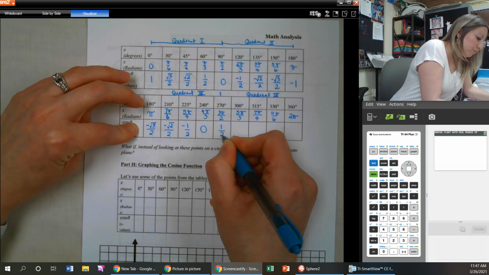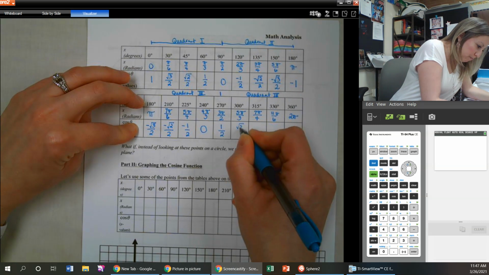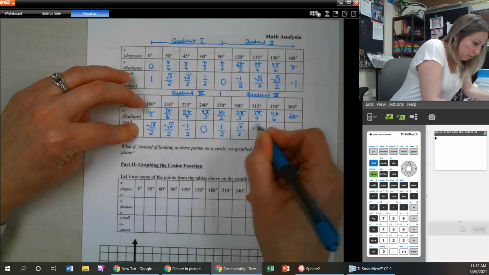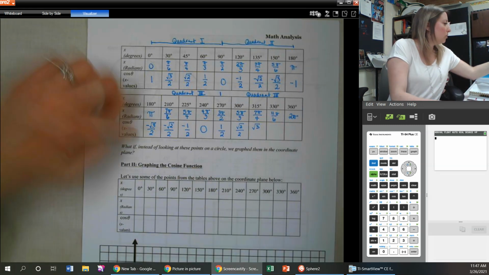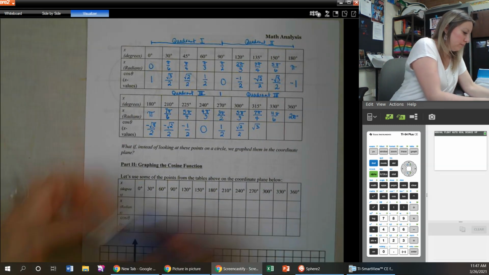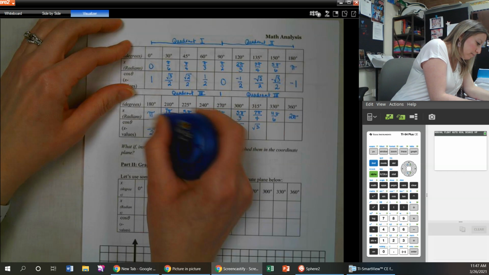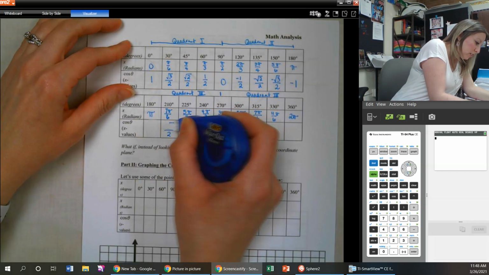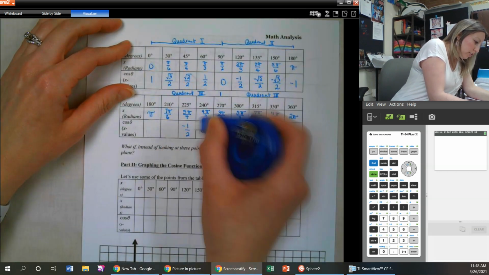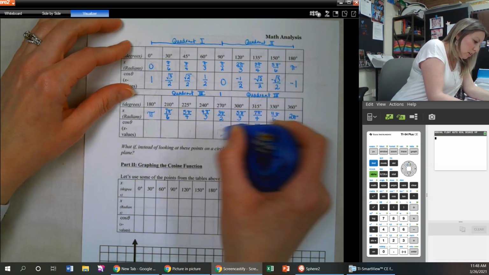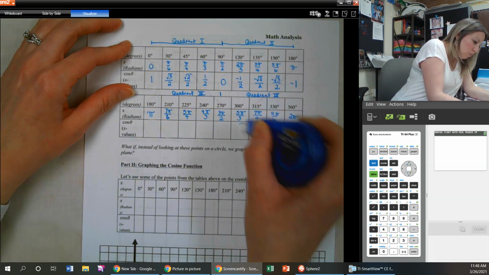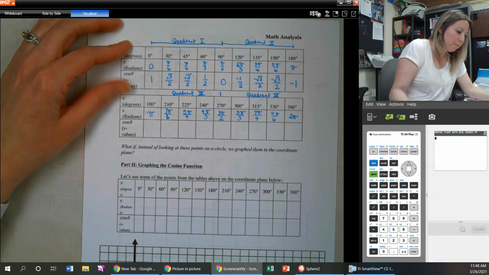1/2, yep. Radical 2 over 2. And radical 3. Oh, duh. Sorry, guys. I forgot that I started this side at 180. So I just have everyone off by 1. Good thing I looked up and realized I was not going to make it to 360, right?